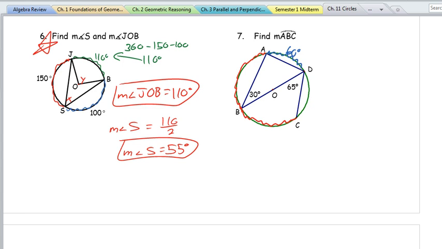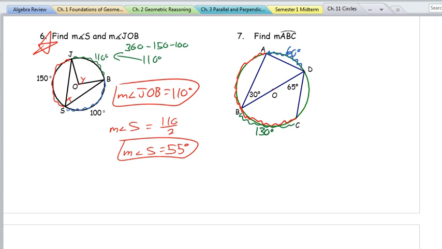If this angle here is 65, then this guy out here is going to be 130 degrees. Okay, we need to find the measure of ABC still. So you can actually do this based on what you already have. Always pay attention to those semicircles. When you see that diameter, we know we have semicircles.